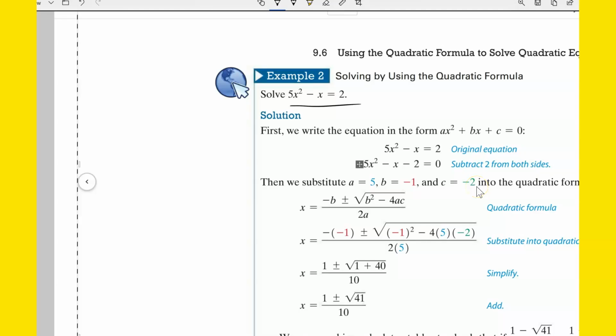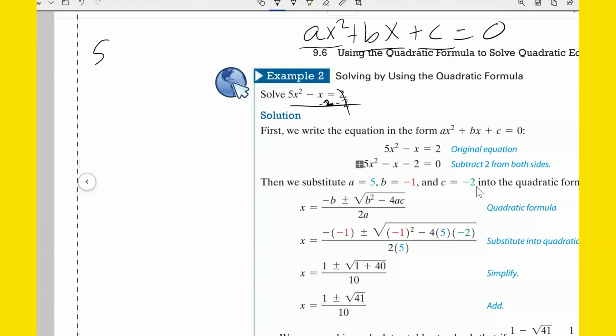Second example, 5x squared minus x equals 2. In order to do the quadratic formula correctly, you have to always put the equation in the format of ax squared plus bx plus c equals 0. It has to be in that order. The x squared first, then the x, then the constant, then the equal sign, and it has to be 0 on the other side of the equal sign for this to work. So how can I make this equation be like that? I need to move my 2 to the other side, right? So I'm going to move that 2 by subtracting 2 from both sides.